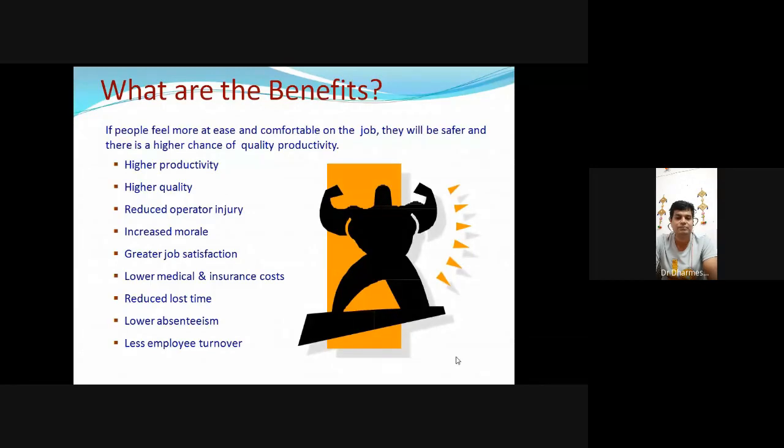Okay, so if the worker's health is fine, the return on investment of the company will go to a higher rate and definitely lead to higher morale of the therapist. So this will lead to low medical or insurance costs. It reduces loss of time. Low absenteeism can be seen in the therapist or the worker. Less employee turnover. The company or the institution does not have to recruit new employees again and again because the previous employees are very fit and fine. So these are some benefits of ergonomics.